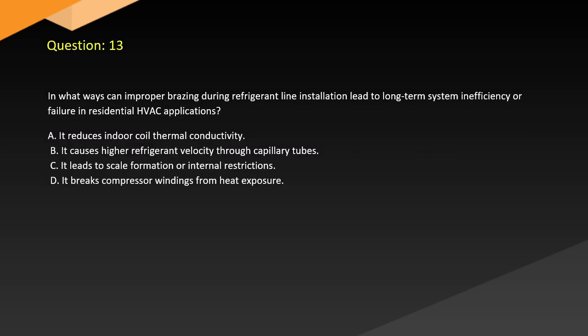Question 13. In what ways can improper brazing during refrigerant line installation lead to long-term system inefficiency or failure in residential HVAC applications? A. It reduces indoor coil thermal conductivity. B. It causes high refrigerant velocity through capillary tubes. C. It leads to scale formation or internal restrictions. D. It breaks compressor windings from heat exposure.